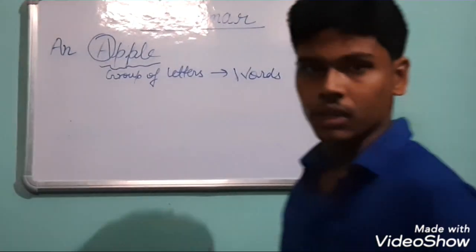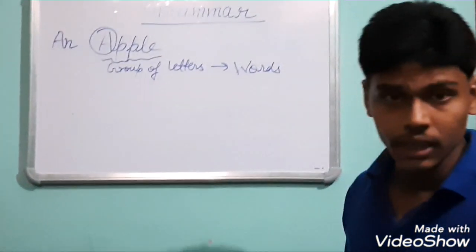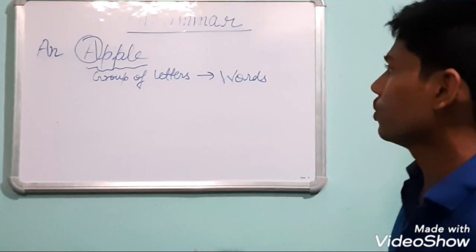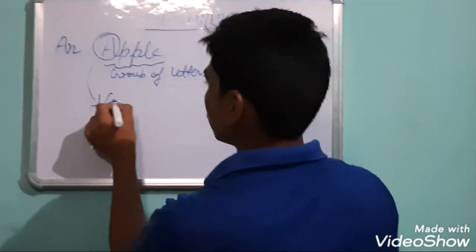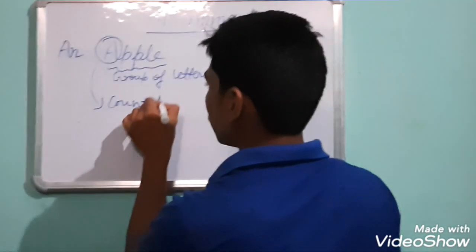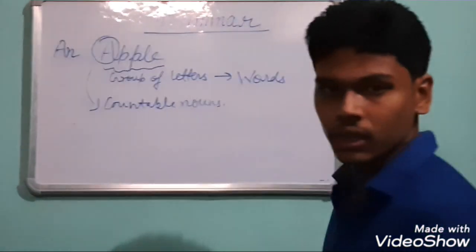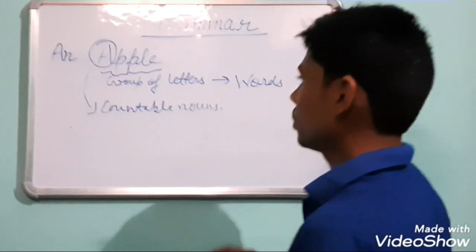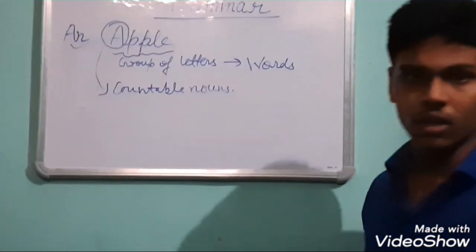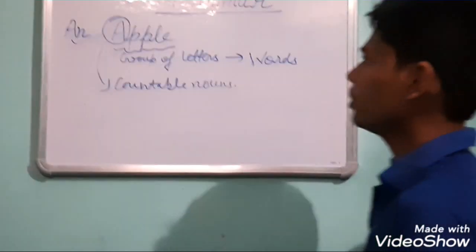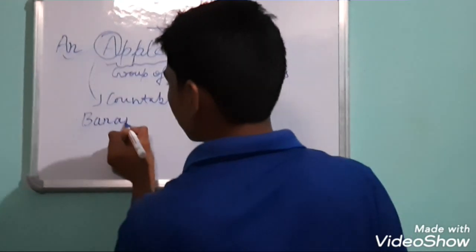So if any of the words start with A, E, I, O, U, and those are also countable nouns, meaning the thing which we can count, then before those we will add an. So an apple, because we can count the apple. Now banana. We can also take this one.